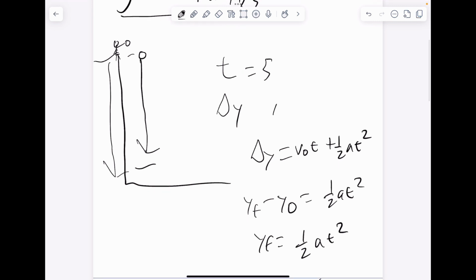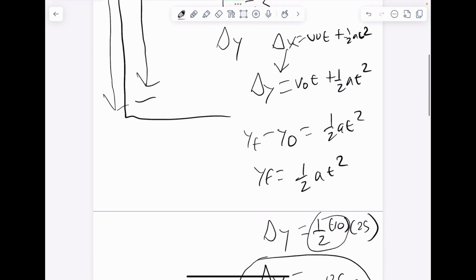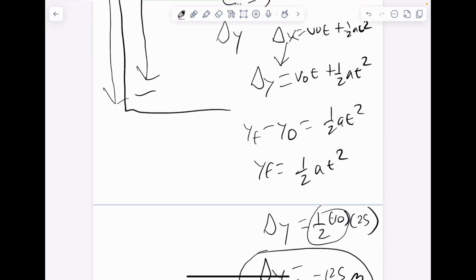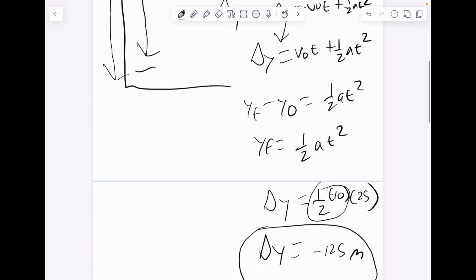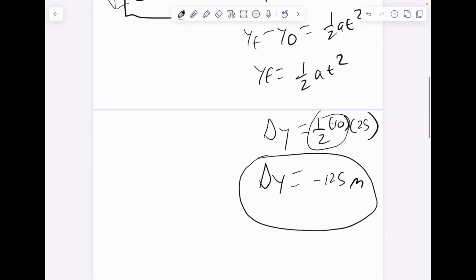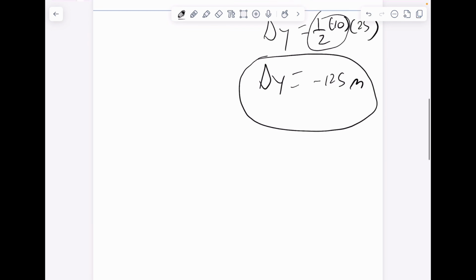So basically, using that change in x equals v0t plus 1 half at squared, we turned it into our y direction one, and then we got rid of this v0t and we got rid of this initial position, and then we went back to change in y. So from here we found that the change in y was negative 125 meters.